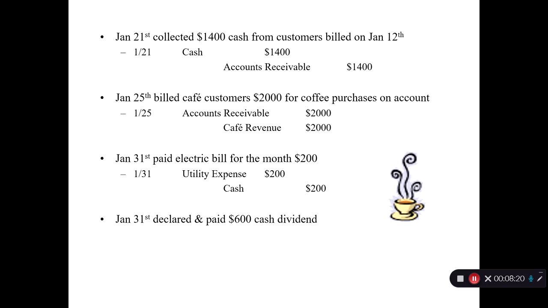All right, the last entry for the month, the normal transactions here. January 31st, declared and paid a $600 cash dividend. We can pay dividends as long as we have sufficient cash. So we're going to debit dividends for $600, and then we paid them, so we're going to credit cash for $600. So those are some normal transactions. Again, the transactions vary by company. This is just for one particular company. This is a coffee shop.